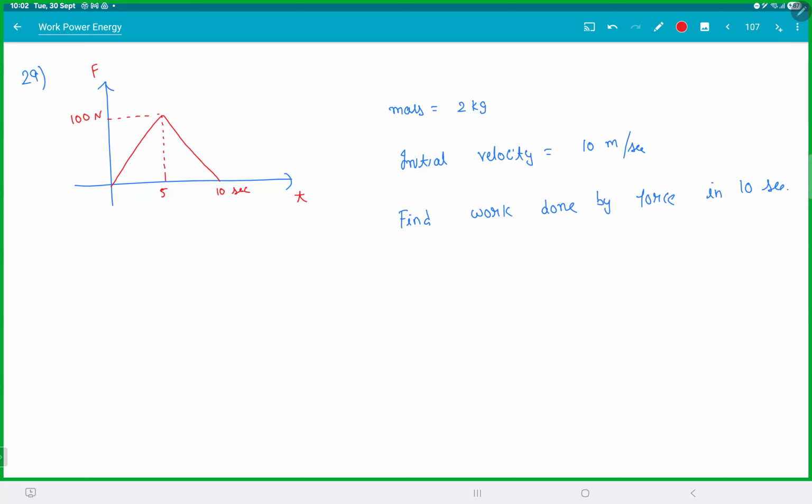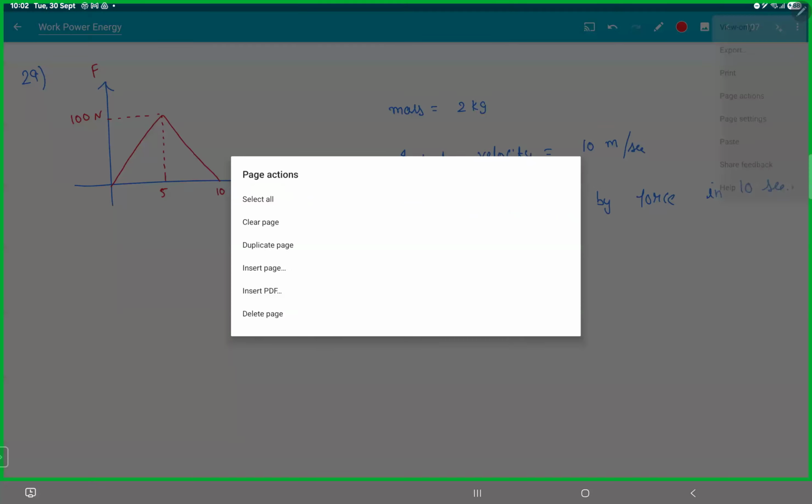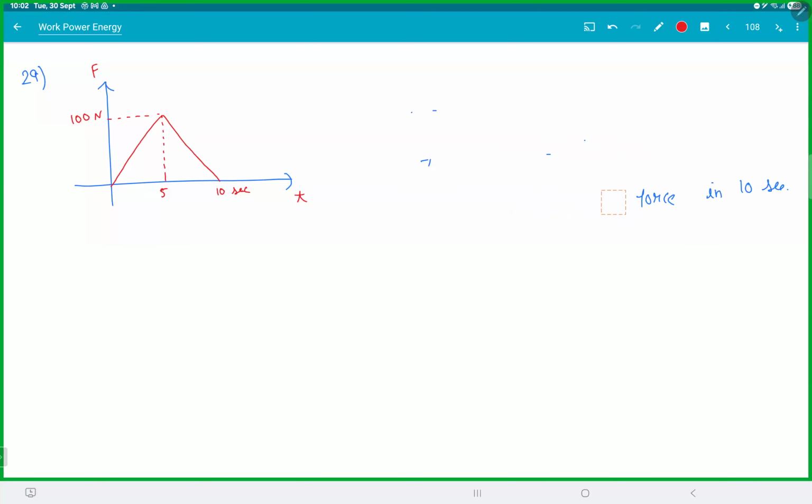Right, Anvita, Samyak, Siddesh. I think all three of you got the same number. So mine must be right. Remember, area under FT graph gives you change in momentum. It doesn't give you energy. It doesn't give you work. It gives you change in momentum. I should have given 10 newtons. The numbers became big.